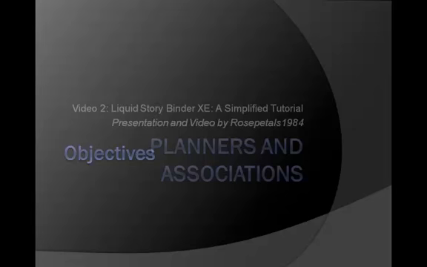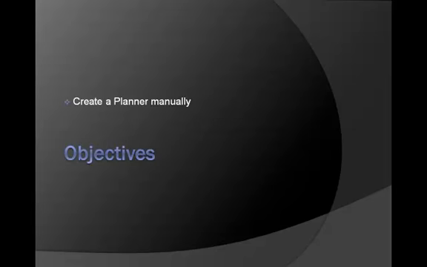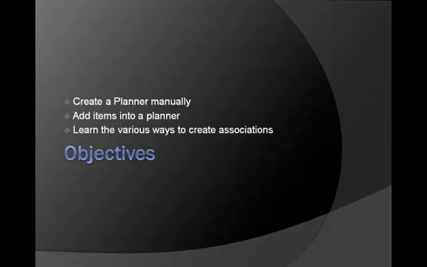By the end of this video, you should be able to do the following. Create a planner manually as opposed to pre-creating one shown in the last video tutorial. Add items into a planner, manually or via the Add Items feature. And finally, you should learn the various ways to create associations or associated files within the program.